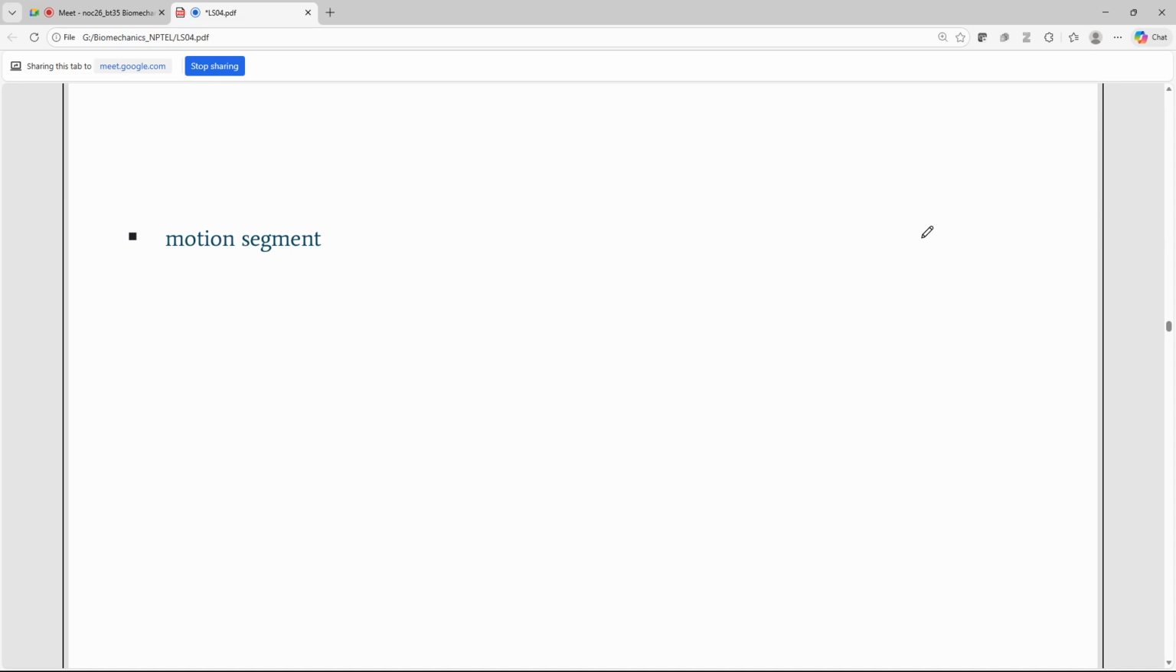So, if you wonder what this motion segment or vertebral motion segment is, if you see from sideways, that is in lateral view, suppose I am just making a crude drawing. This is one vertebra and this is another vertebra, and this is the intervertebral disc in between.